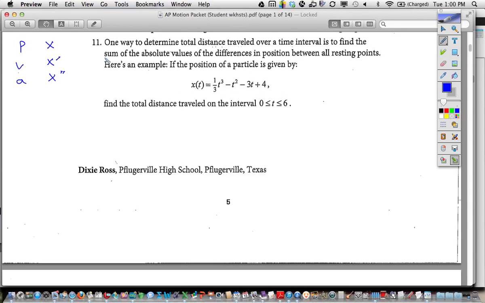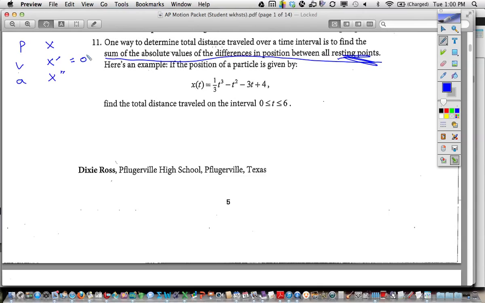Now, this sentence threw a lot of you. What does that mean? "Find the sum of the absolute values of the differences in position between its resting points." So let's focus on that last part. What's a resting point in this problem? Where the velocity, this line, is 0.